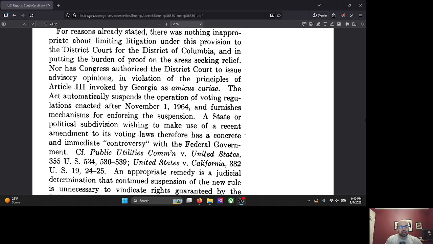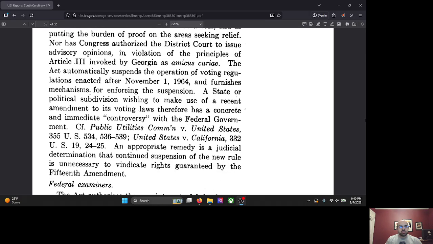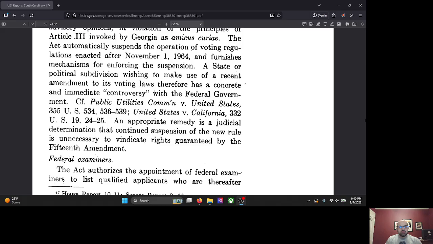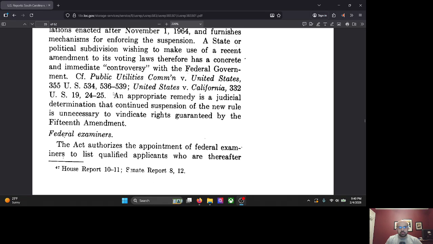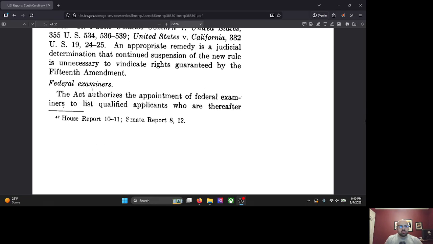The Act automatically suspends the operation of voting regulations enacted after November 1st, 1964, and furnishes mechanisms for enforcing the suspension. A state or political subdivision wishing to make use of a recent amendment to its voting laws, therefore, has a concrete and immediate controversy with the federal government. An appropriate remedy is a judicial determination that continued suspension of the new rule is unnecessary to vindicate rights guaranteed by the 15th Amendment. Federal examiners.